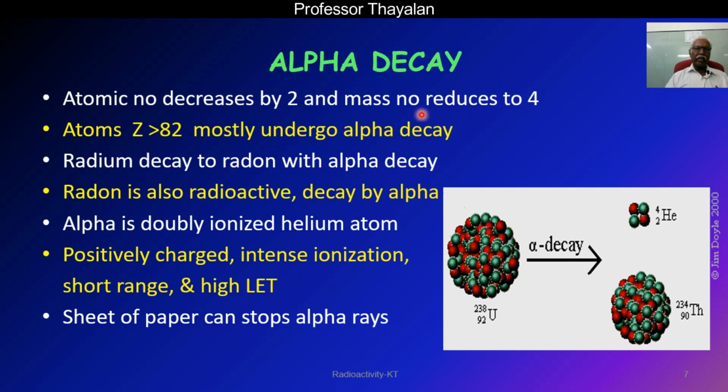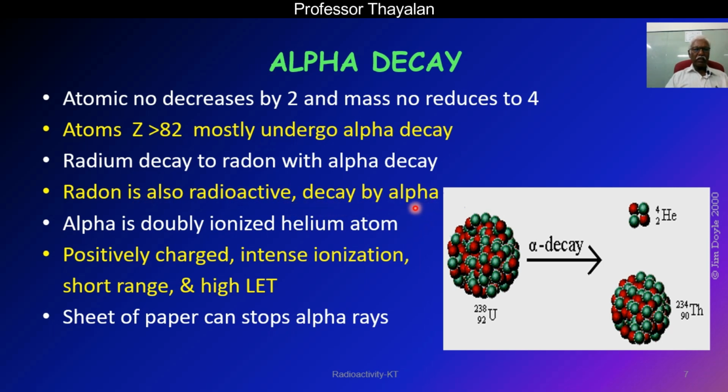Coming to alpha decay, in alpha decay the atomic number decreases by 2 and the mass number reduces by 4. You can see the example: uranium-238 decays with alpha. This is the alpha particle, a doubly ionized helium atom. It goes to a daughter with mass number 234. Atomic number greater than 82 mostly undergo alpha decay. Radium decays to radon with alpha decay. Radon is also radioactive and it decays with alpha.